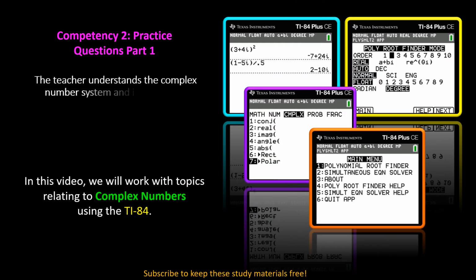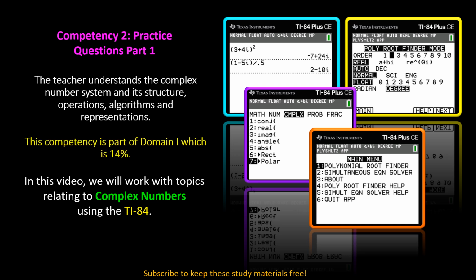Welcome to part 1 of Competency 2. For this competency, the teacher understands complex number system and its structure, operations, algorithms, and representations. This is still in Domain 1, which is still 14% of your test score. In this video, we will work with topics relating to complex numbers using the TI-84.